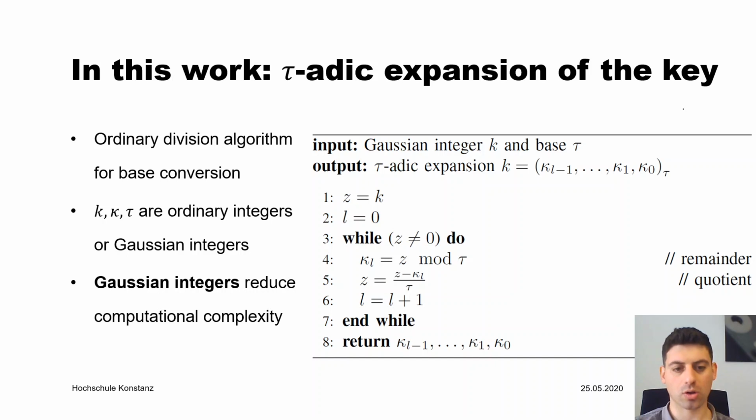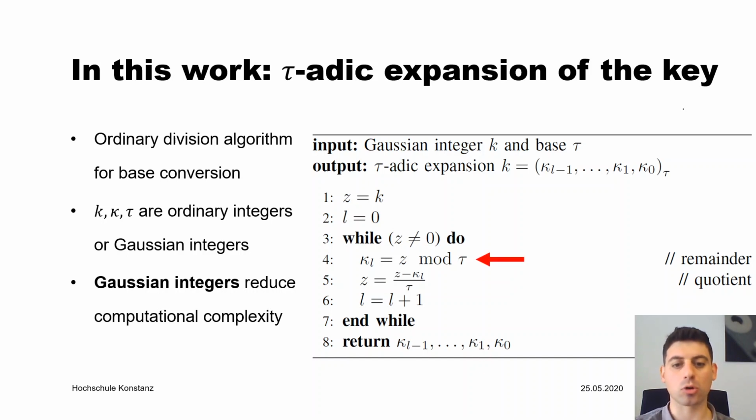In this work, we consider the tau-adic expansion of the key, which is calculated using this algorithm. The inputs of this algorithm are a key and a base tau, and the output is a simple base conversion of the key of length L, which is usually smaller than the length of the binary keys. In this work, we consider k, kappa, tau as Gaussian integers, which reduces the calculating complexity.